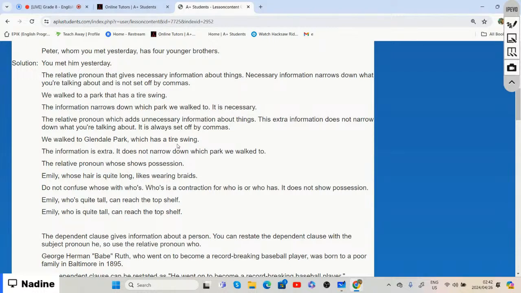Emily's long hair, right? So do not confuse whose with who's, because who's with an apostrophe s means who is, right? And that is a contraction, and it does not show possession.